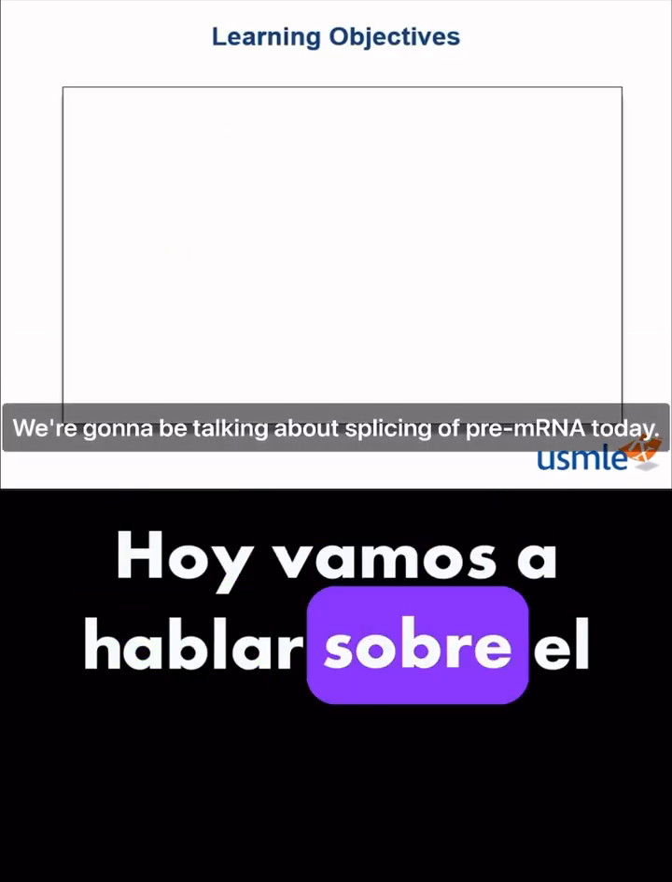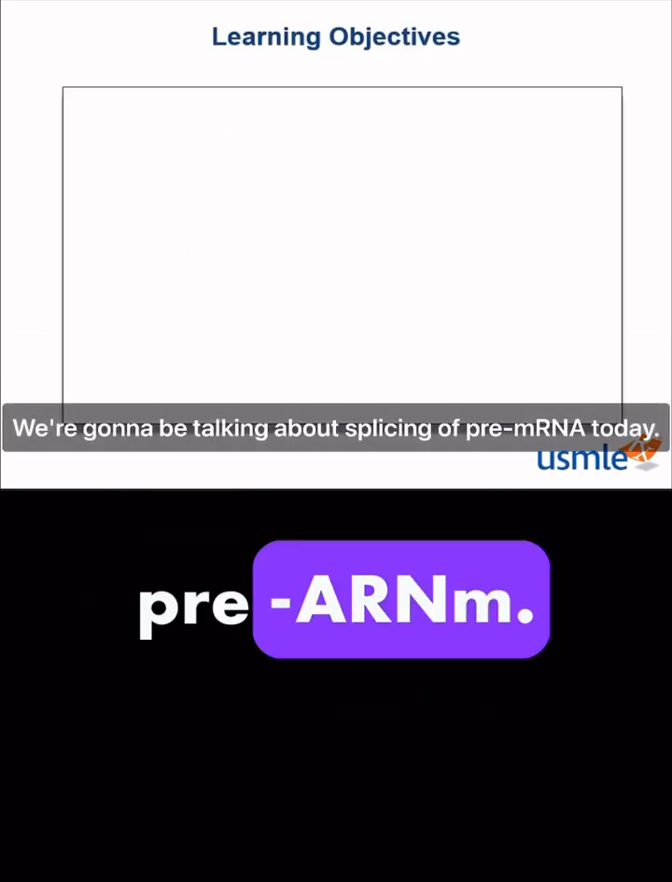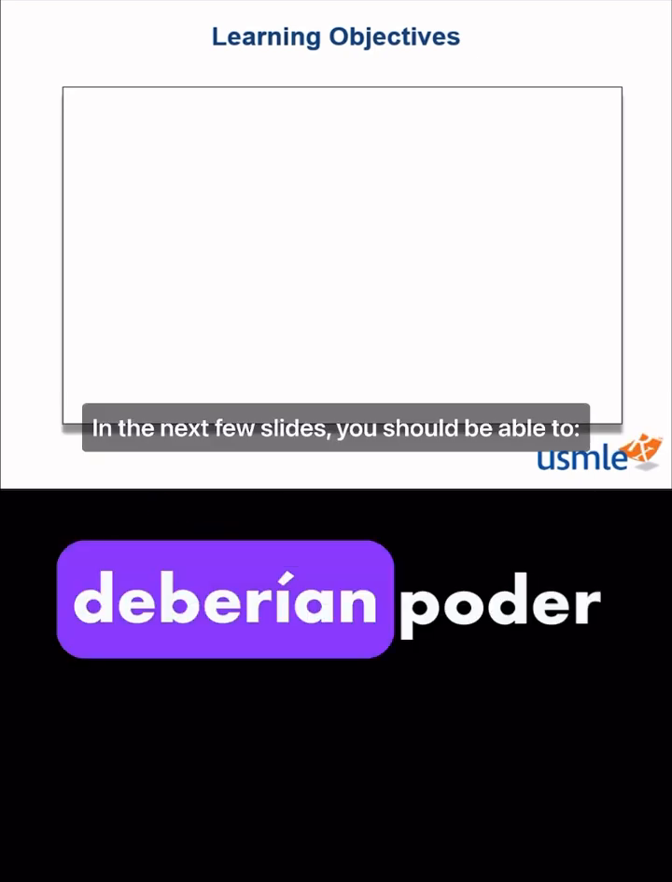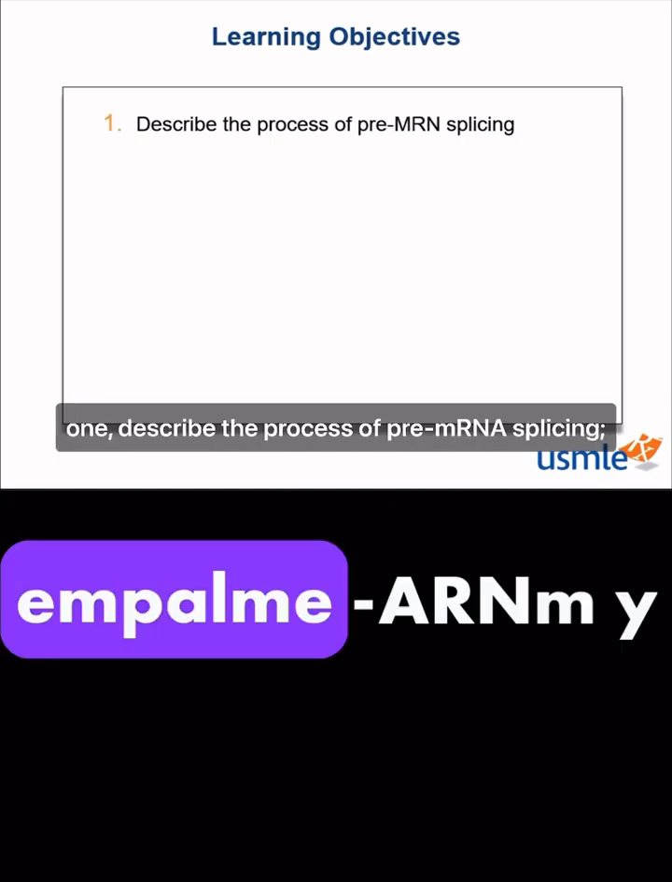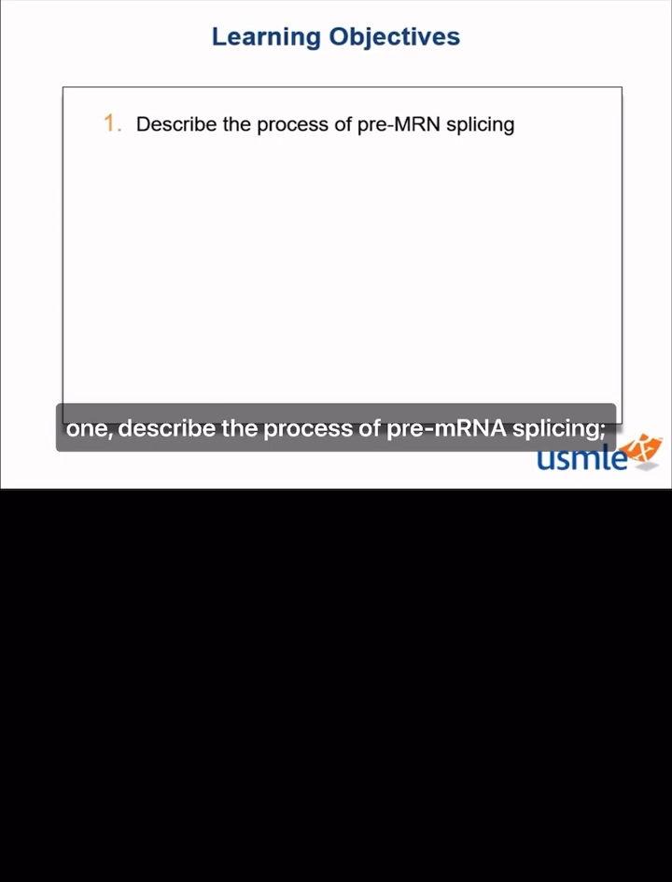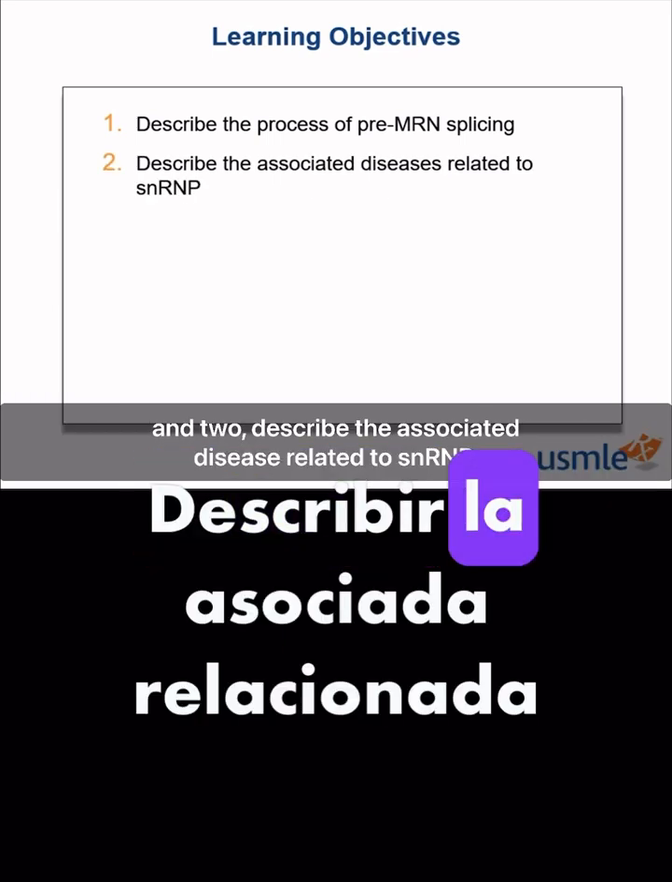We're going to be talking about splicing of pre-mRNA today. In the next few slides, you should be able to: 1. Describe the process of pre-mRNA splicing, and 2. Describe the associated disease related to snRNP.